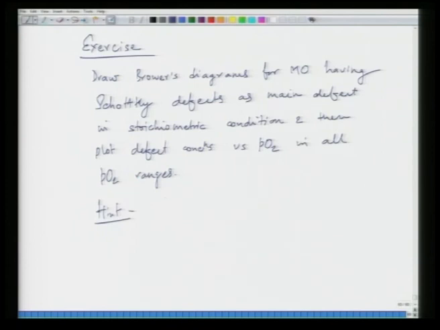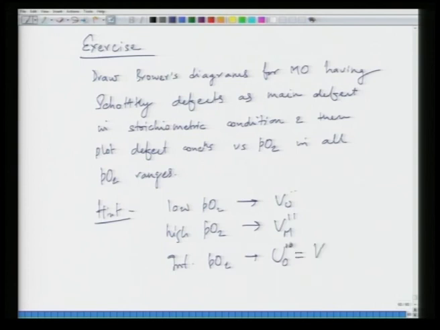Since it is a Schottky defect material, in the low PO2 the dominating defect is going to be VO, in the high PO2 it is going to be VM, and in the intermediate PO2 it is going to be VO equal to VM. I have not given you the condition of internal disorder, that is, electron and hole. You can only work it out for this condition. Even if you do it for internal disorder, it is not very different.